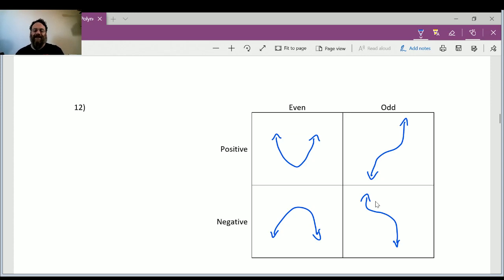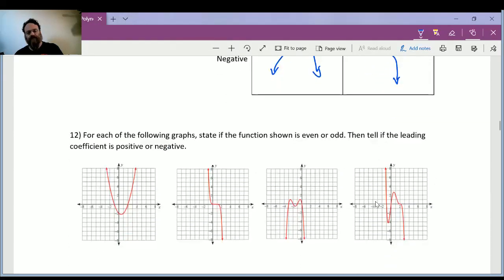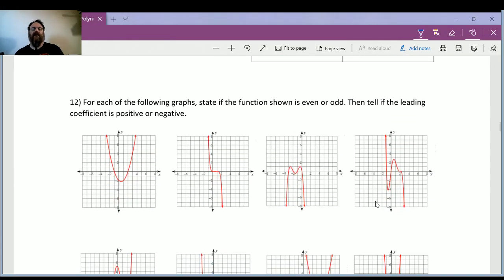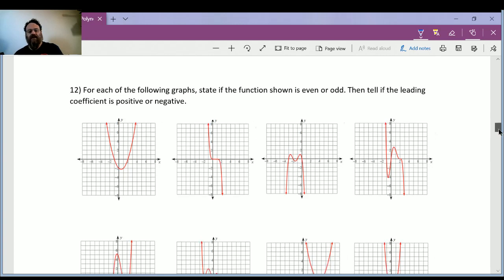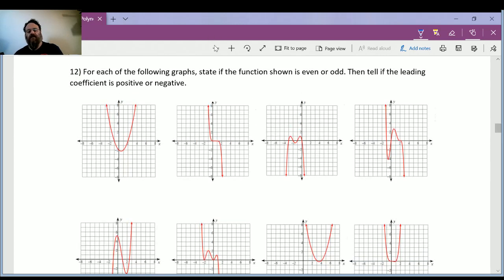There are going to be some symbols that you'll have to worry about later, but for now, that's basically it. When it comes to putting the graph on paper, that's all you need to do. Here we go. For each of the following graphs, state if the function shown is even or odd, and then tell if the leading coefficient is positive or negative.